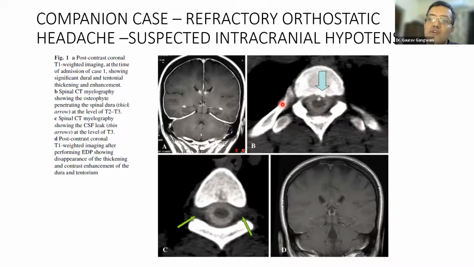This patient had constant orthostatic headache, not relieving with any kind of intervention. MRI showed excessive enhancement of the pachymeninges and the dura, and finally suspicion of intracranial hypotension was there. So a CT myelography was performed, which showed that one of the osteophytes was causing a tear in the dura, and a delayed CT myelogram definitely showed leakage outside the dura. So we understood that it's a dural leakage.